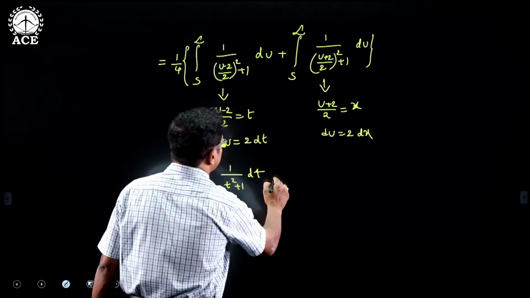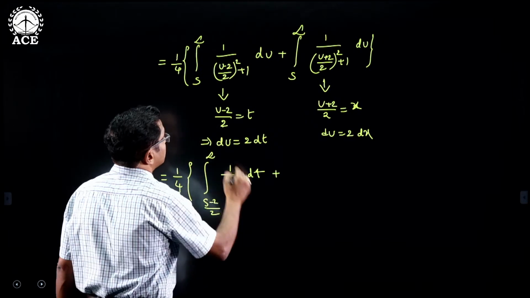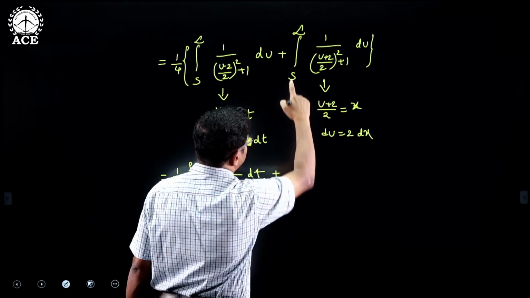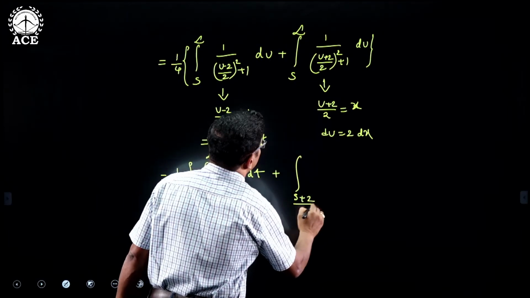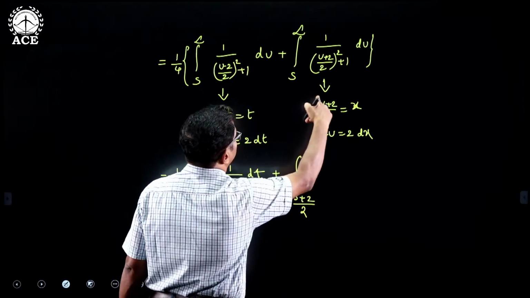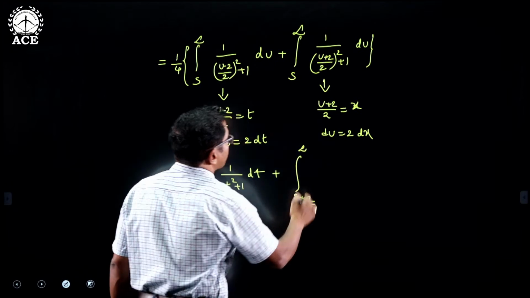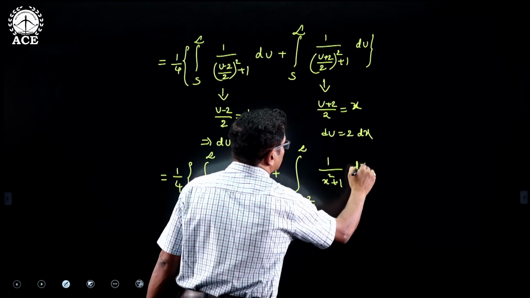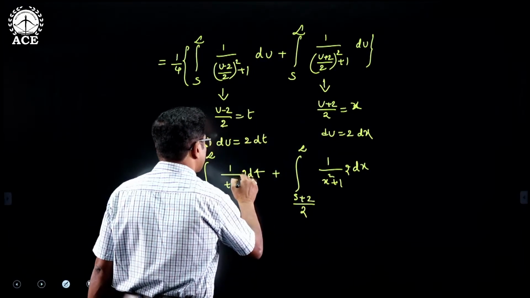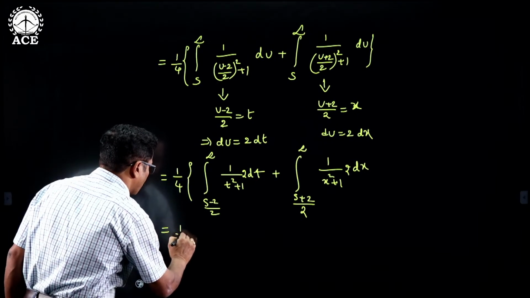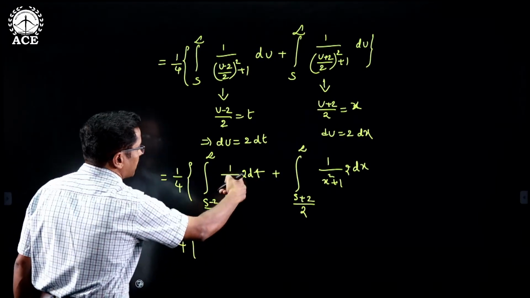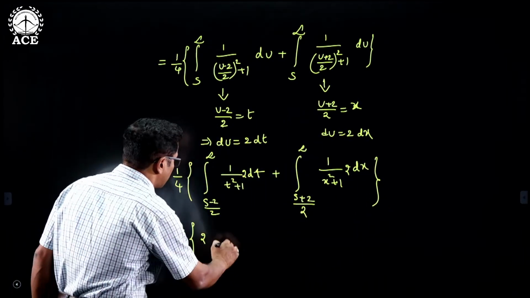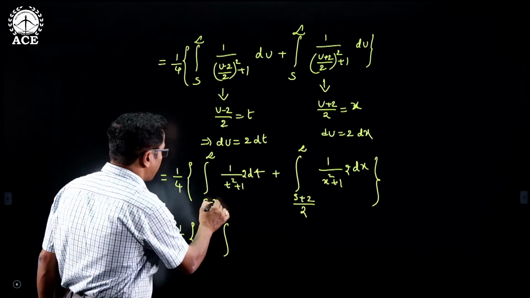Okay, plus to infinite integration, again this will be where t is given by s, it becomes (s plus 2) by 2, and u is given by infinite, it is going to be integration from infinity of 1 by x square plus 1 dx, 2 dx, here 2 dt. So I am taking 1 by 4 and I am taking 2 common from all, which is equal to (s minus 2) by 2.